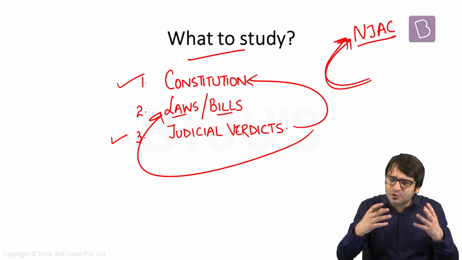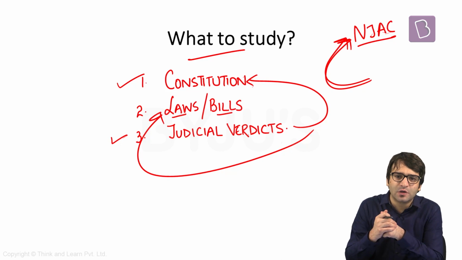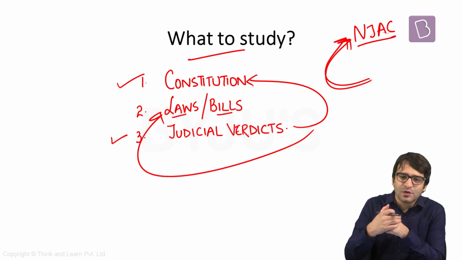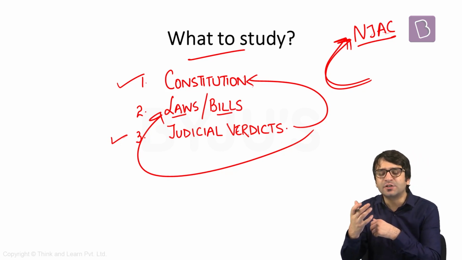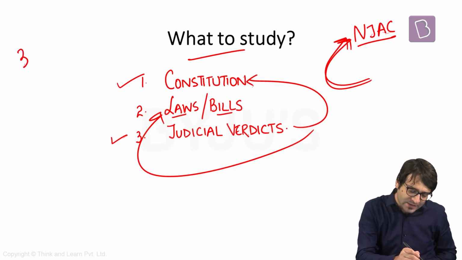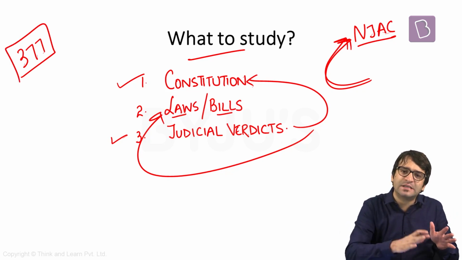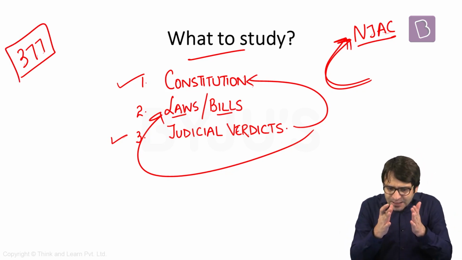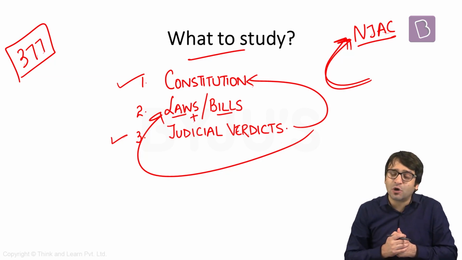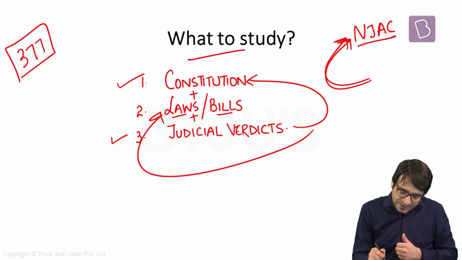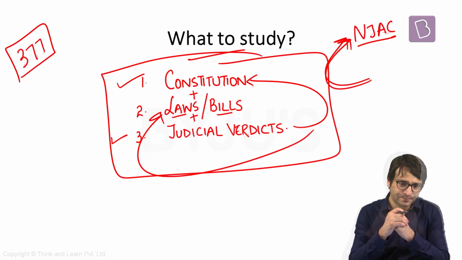Two more examples of important judicial verdicts. For example, the verdict of the Supreme Court in the Sabarimala case, the verdict of the Supreme Court in the right to privacy case, the verdict when the Supreme Court said Section 377, which criminalized homosexuality, is unconstitutional. That means all these important judicial verdicts, plus laws or bills, plus the Constitution. That is what you will have to study in Indian polity.